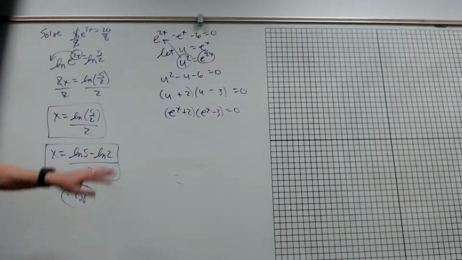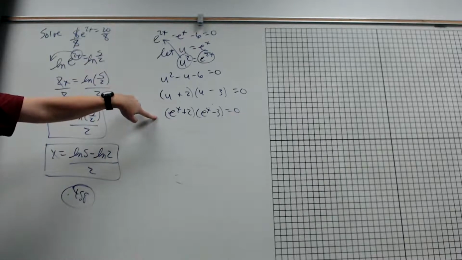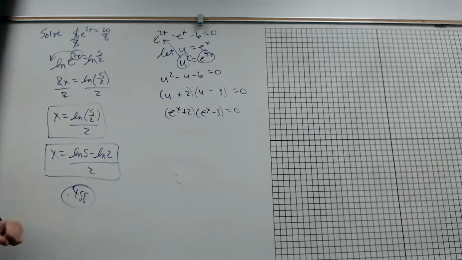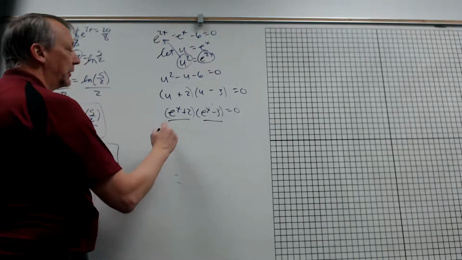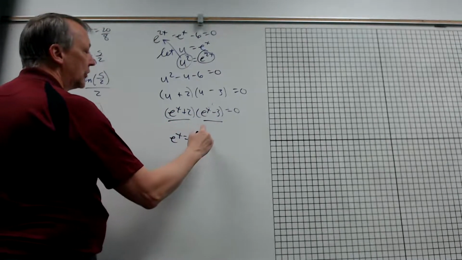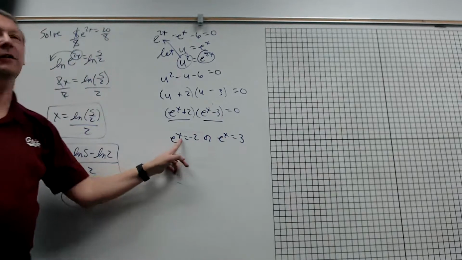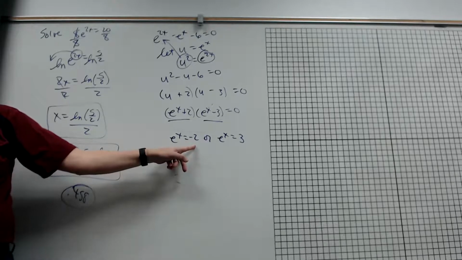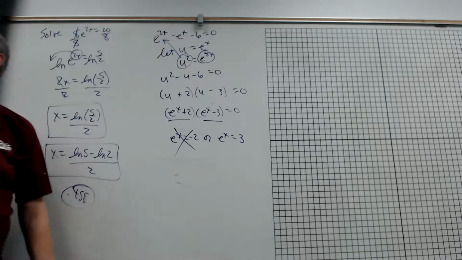Now, if you're really good, you can go from here to here without the u substitution. Most of you probably aren't that quick. That's why I showed you the u substitution, okay? But you could do that if you wanted to. Now, all I have to do is set each factor equal to 0. e to the x equals negative 2 or e to the x equals 3. Now, is there any power I can raise e to get a negative number? No. So that one doesn't work.